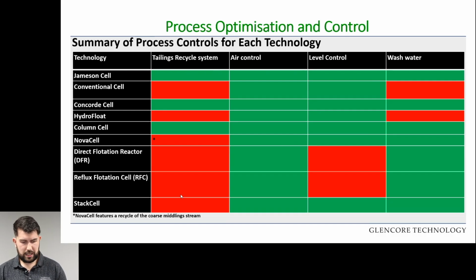Now you'll notice that the DFR and the RFC are both red. This is because they are frothless cells, so there is actually no froth level to control. We'll discuss on the next few slides what the implications of that are. The last is a wash water system, which essentially uses clean water to produce a cleaner concentrate and improve concentrate grade. Only the conventional cell and the Hydrofloat do not have this system.